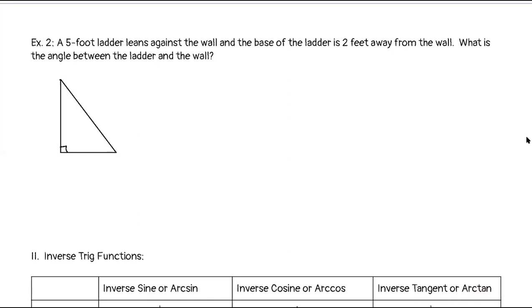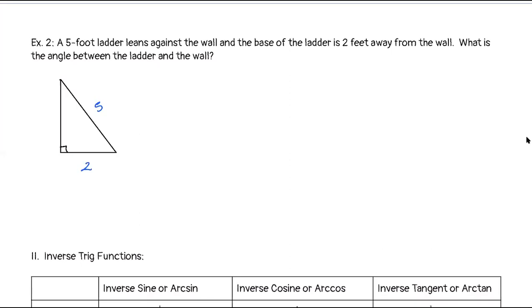How can we label this diagram with the information we have? We know that the base of a ladder is basically the bottom, and since it's 2 feet away from the wall, we can assume it's like your x value. Good. And the hypotenuse is 5. Excellent, Gloria. Okay. And where do we put our theta? Between the ladder and the wall.